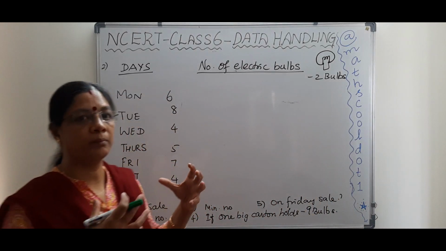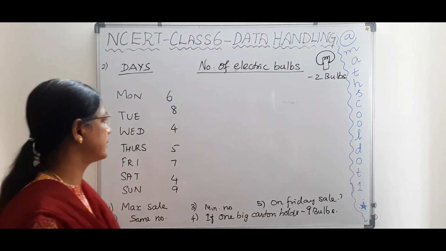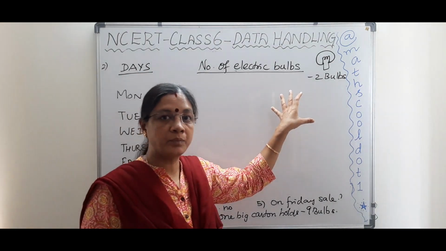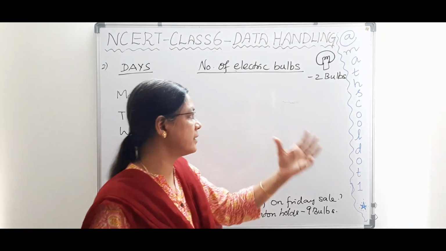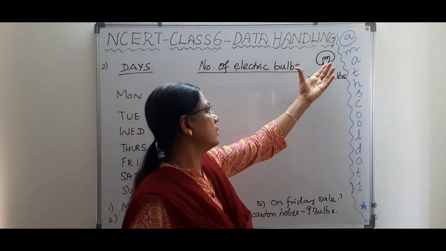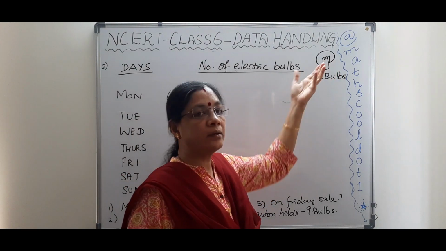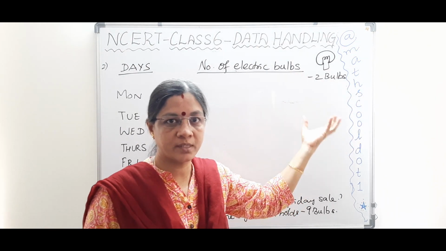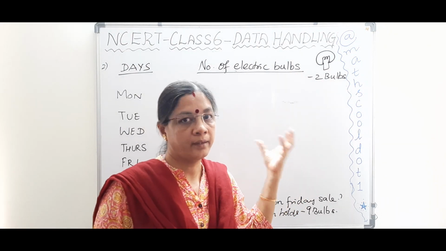I have given you the problem in short. Let us construct it. See, there are number of days given and number of electric bulbs in the second column, and there is a scale given, that is you need to understand that if I draw one bulb, it is equivalent to 2 bulbs. Okay, so this is the key used in pictographs.